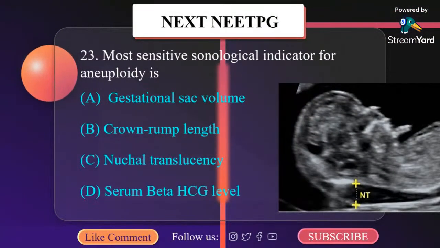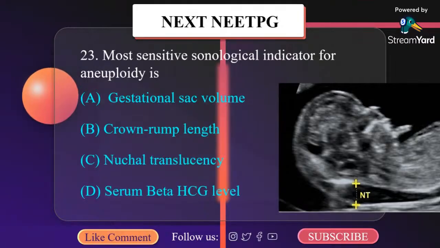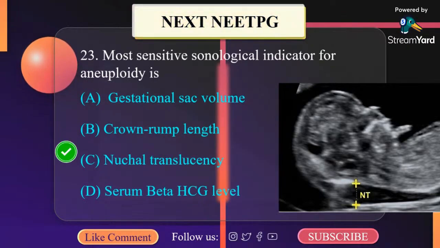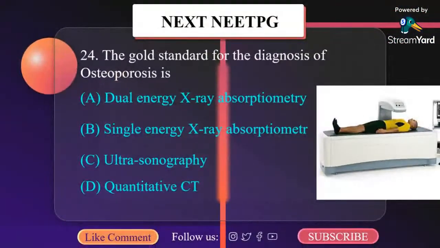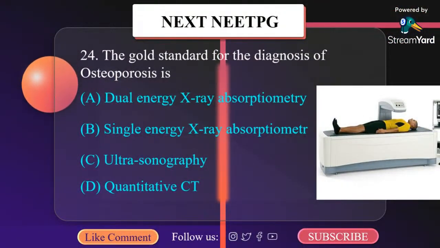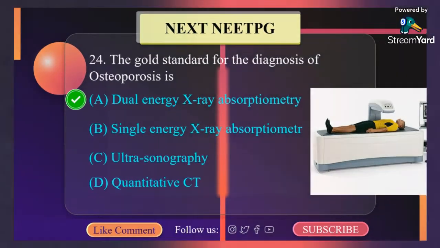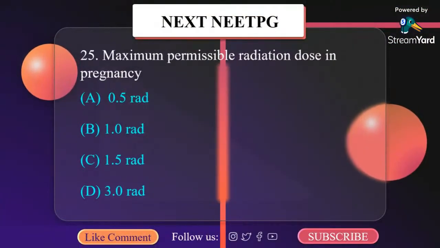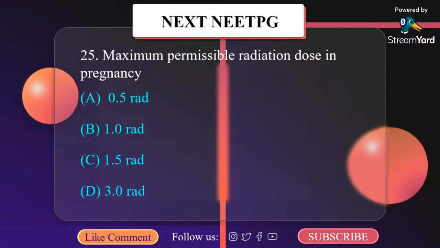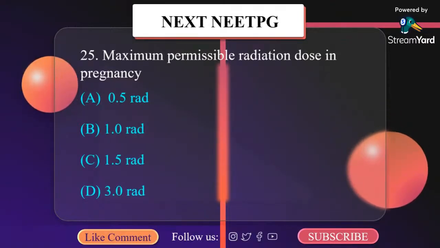Most sensitive sonological indicator of aneuploidy is gestational sac volume, crown rump length, nuchal translucency, serum beta hCG. Gold standard for diagnosis of osteoporosis is dual energy X-ray absorptiometry. Maximum permissible radiation dose in pregnancy: 0.5 rad, 1 rad, 1.5, 3 rad. It is 0.5 rad.